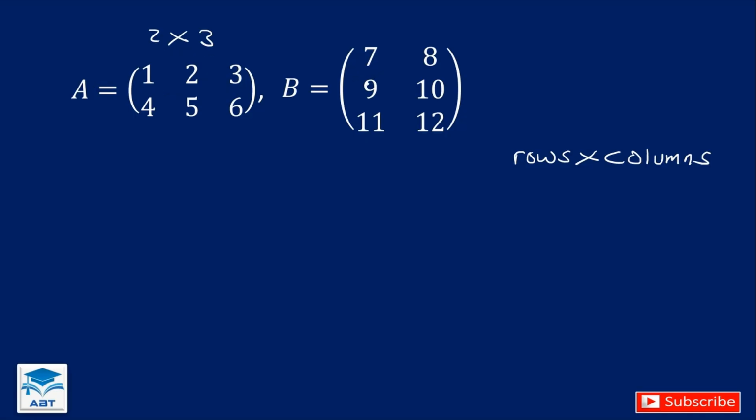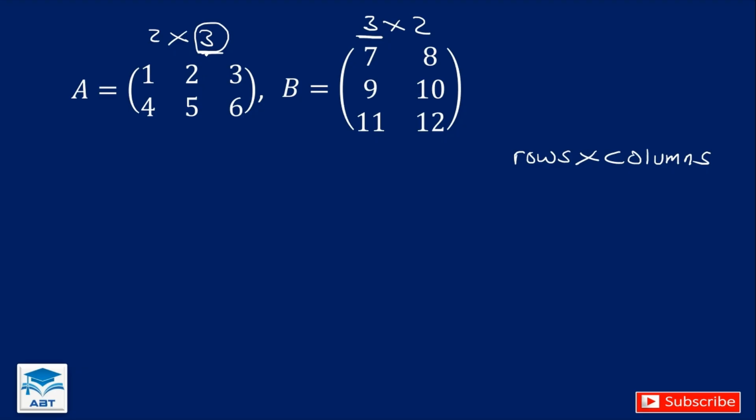And for matrix B, we have 3 rows by 2 columns. So matrix B is a 3 by 2 matrix. To be able to multiply two matrices successfully, the number of columns of the first matrix should be equal to the number of rows of the second matrix. If they are unequal, you cannot multiply the two matrices.